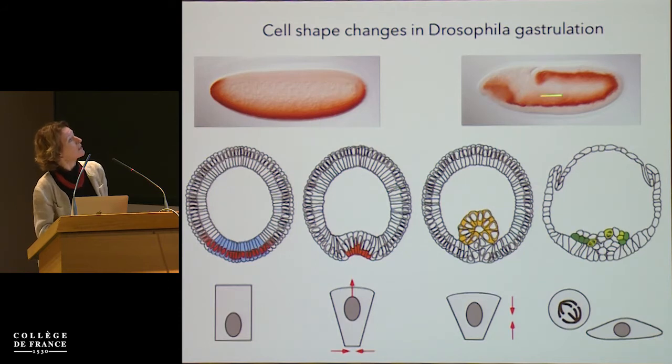So we know that this is mediated, as shown here in cross sections through the middle of the embryo, by cell shape changes on the ventral side in the area that expresses both transcription factors, twist and snail. And these cells undergo a series of stereotypic cell shape changes that change the shape of the epithelium and then bring the cells inside.